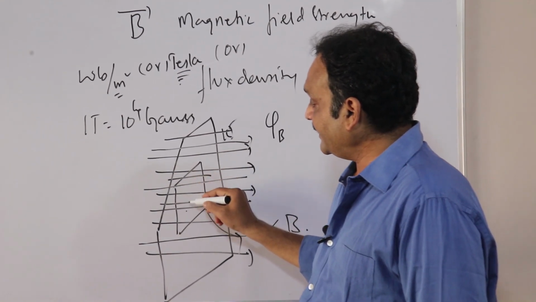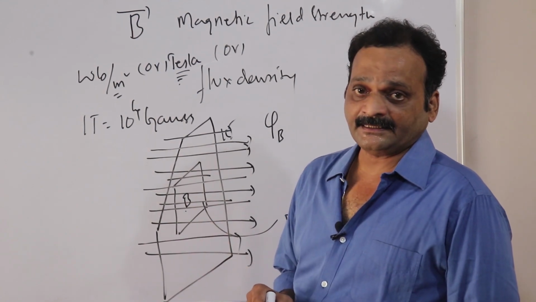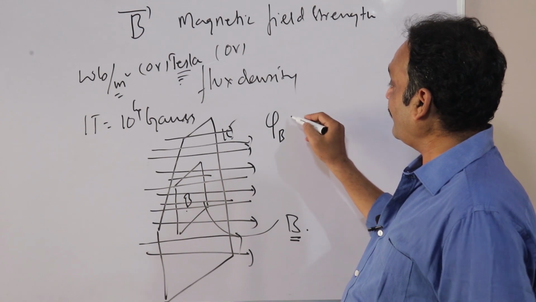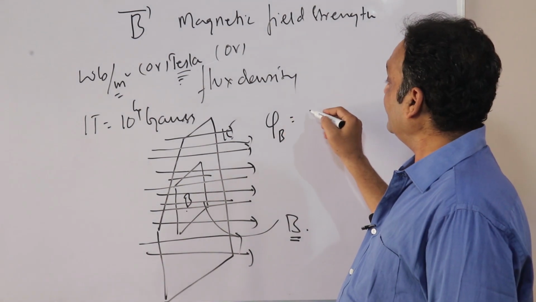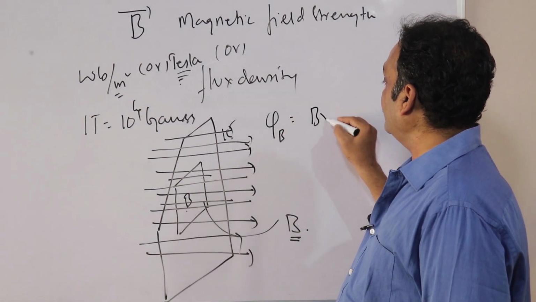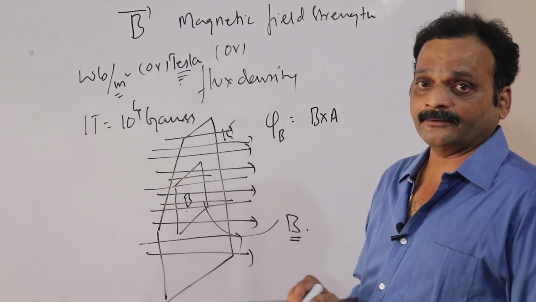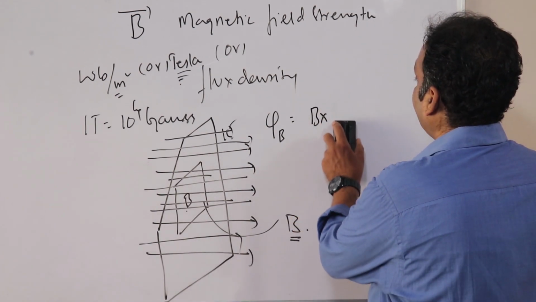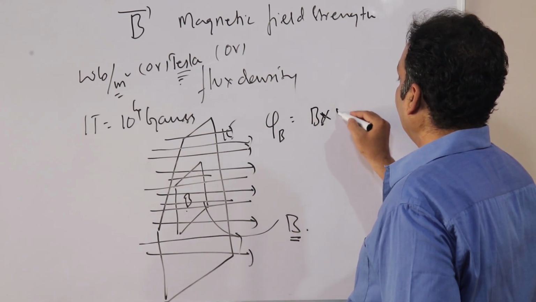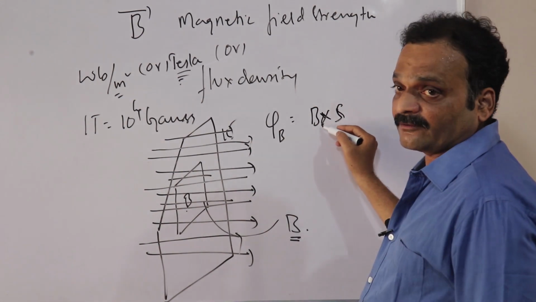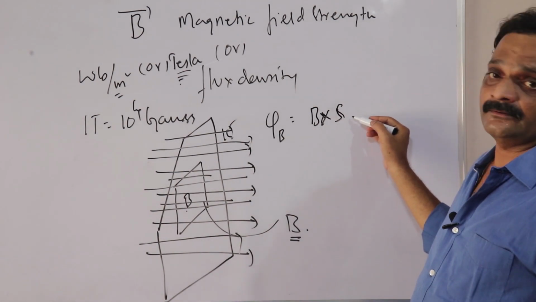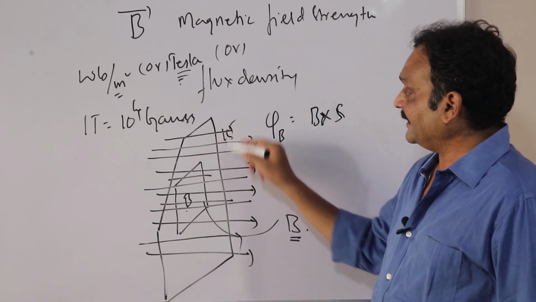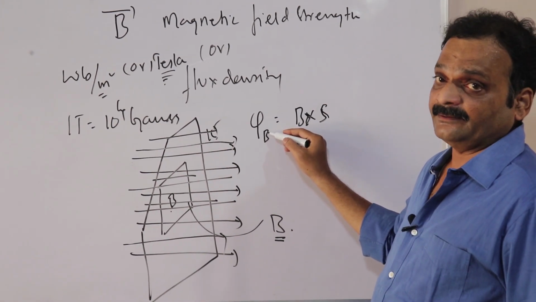Per unit area, B lines of force are passing, so the total number of lines of force passing through any given area is phi B, called magnetic flux. It is B into area, and taking surface area as S, I will write B into S. The number of lines of force passing through unit area into the total area gives the total number of lines of force passing through the entire given area, known as magnetic flux phi B.